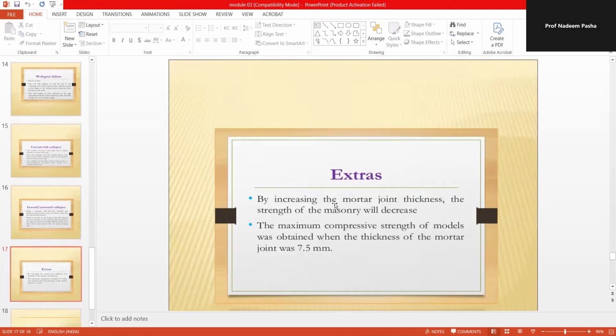Extras. By increasing the mortar joint thickness, the strength of masonry will decrease. They are inversely proportional. So if you increase the mortar thickness, then the strength of masonry will decrease, so less mortar thickness should be used. The maximum compressive strength of the model was obtained when the thickness of the mortar joint was 7.5 mm. So 7.5 mm mortar is best suited.